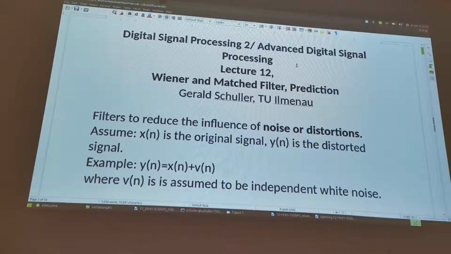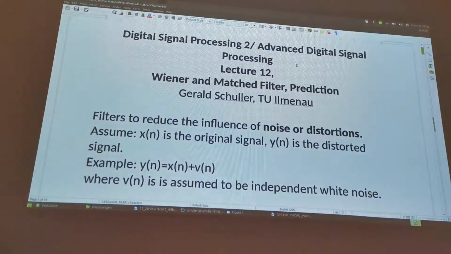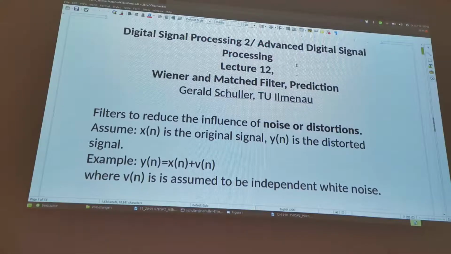Yeah, so this will be about Wiener filters and matched filters and later prediction. This is now another application of filters. The Hilbert transform gave us a precise phase, and now the Wiener and matched filters are there to improve a signal. So they are not specified in terms of magnitude and phase, as we had so far, but here the goal is to improve a signal or detect a signal. So here we don't have a concrete phase or magnitude, but there's a signal involved, and that's new.